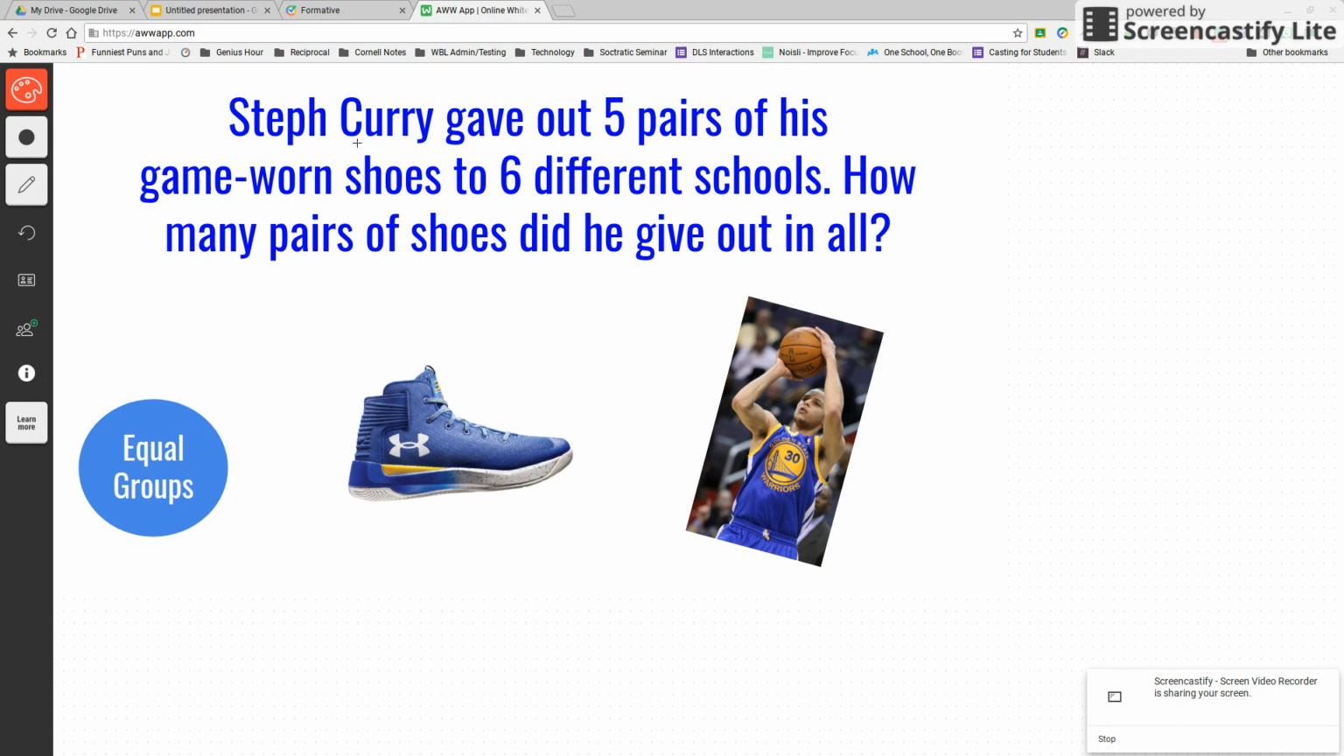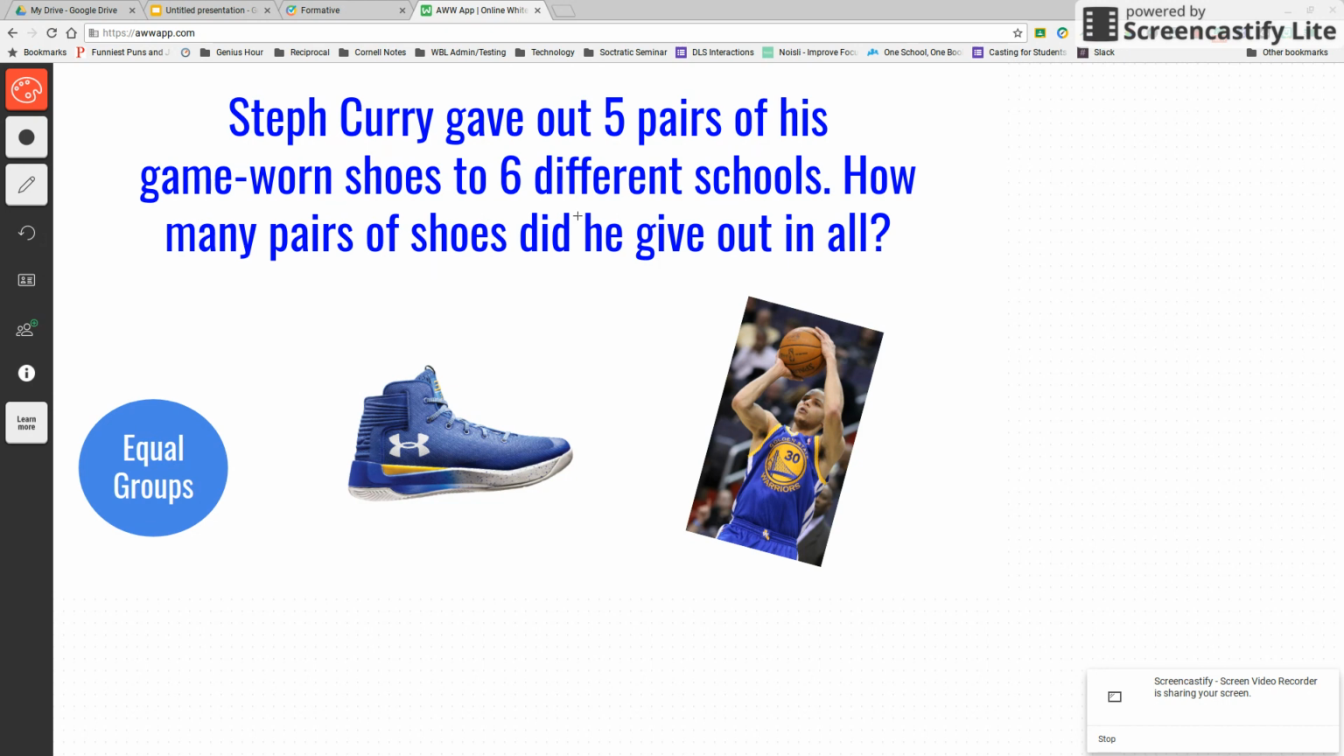It says Steph Curry gave out 5 pairs of his game-worn shoes to 6 different schools. How many pairs of shoes did he give out in all? So if we're going to follow that 5-step approach that we learned about to story problems, first I read that.